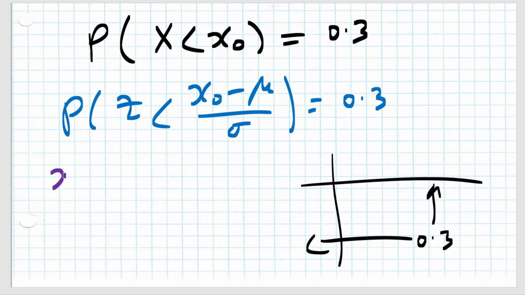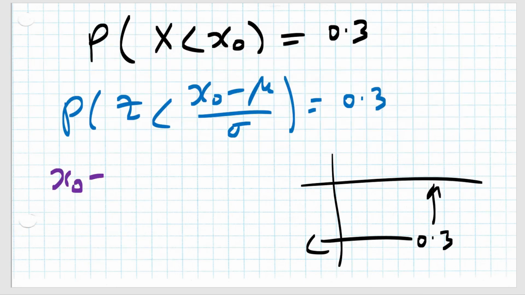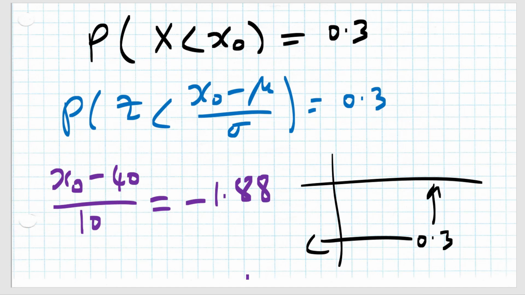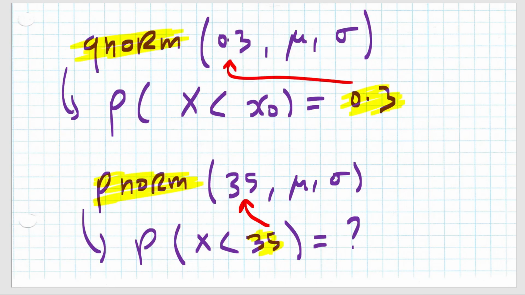So you have x0 minus the mean, which is 40, over the standard deviation, which is 10, and this has to be equal to minus 1.88. Times 10 plus 40. So what's the value of x0? 21.2.